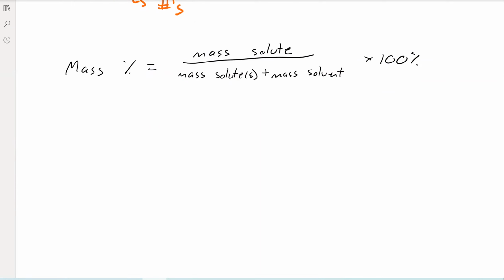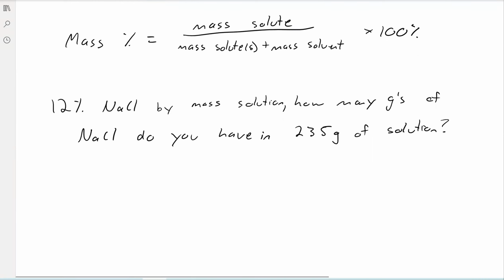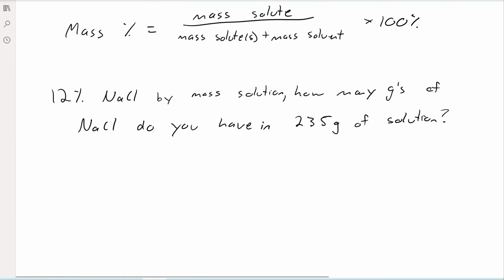So we can use mass percent in a bunch of different ways. For example, if you have a 12% NaCl by mass solution, how many grams of NaCl do you have in 235 grams of solution? Right, so we obviously have some kind of solution that has NaCl in it. It's 12% NaCl by mass, and we want to know how many grams of NaCl we have in our solution.